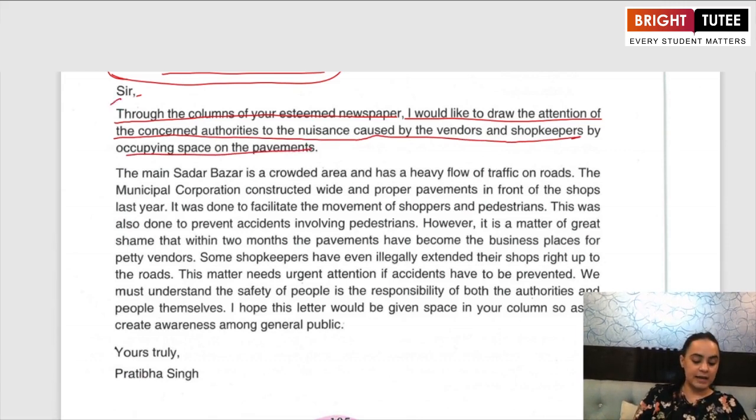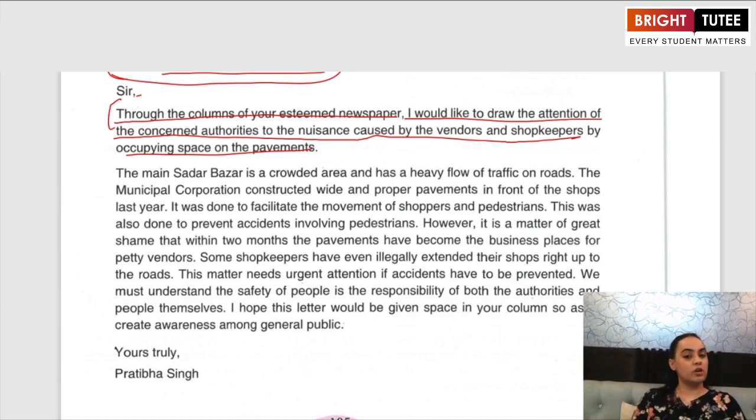Now, this line, through the columns of your esteemed newspaper, I would like to draw. This is a standard line that you would want to make use of in your letters in order to introduce the purpose why you're writing a letter to the editor. So, what is the reason here?